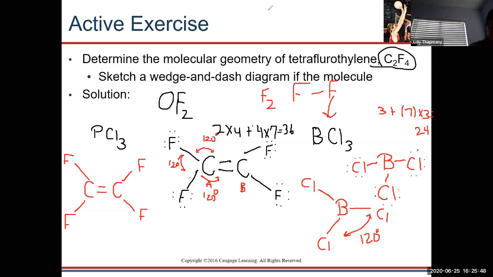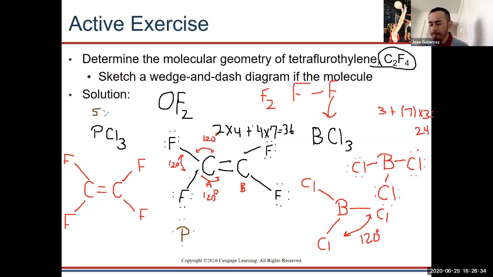Let's do a different color. Okay, so let's talk about PCl3. Who's going to be the center? Phosphorus. How many valence electrons does phosphorus have? 5. So we have 1, 2, 3, 4, 5. How many does each of those chlorines have? 7 valence electrons. And we have 3 of those. So total, how many are we working with? 26.